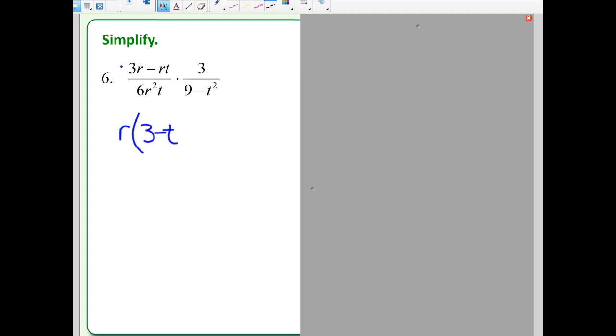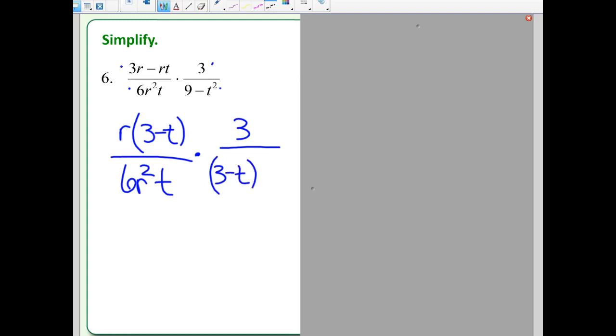So I'm left with what? 3 minus t. Now, when I go down here to this denominator, that's a monomial. I really can't do much with a monomial. There's no GCF. It's in simplest form, so I just kind of bring him along for the ride. Times, I go up here, well, that 3's a monomial. He's by himself, so I'm going to bring him along, but look at this denominator. Does anybody recognize what that is? Yes, it's difference of perfect squares. So I know that that's got to be 3 minus t and 3 plus t.